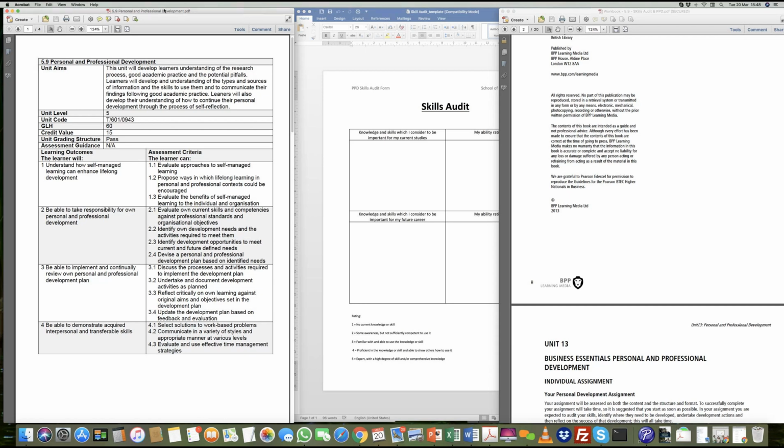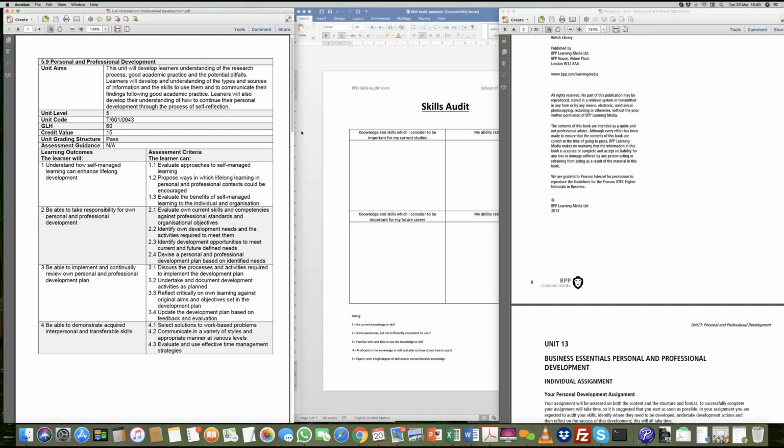Now, in Learning Outcome 2, we are going to extend our understanding of what we've covered in terms of self-managed learning and lifelong learning into understanding how we take up the responsibility to own our personal and professional development when we work within a business or an organization. Here, we are going to look at how we evaluate our own skills and competencies, and then benchmark them against the professional standard and also organizational standards and requirements.